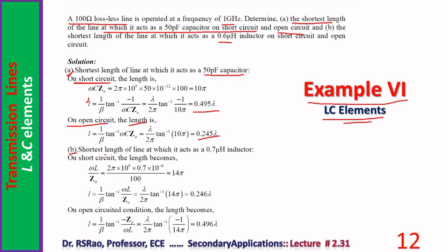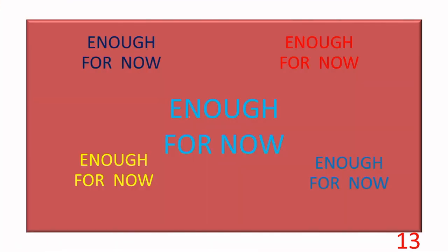B. Shortest length of the line at which it acts as a 0.7 microhenry inductor. On short circuit, L turns out to be 0.246 lambda. On open circuit, the length turns out to be 0.496 lambda. These are some of the problems set around secondary applications of transmission lines. This is what I want to share with you for now.